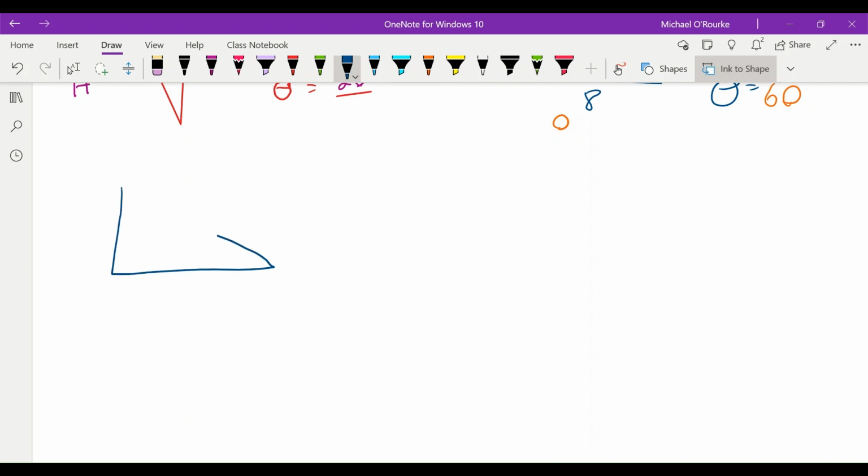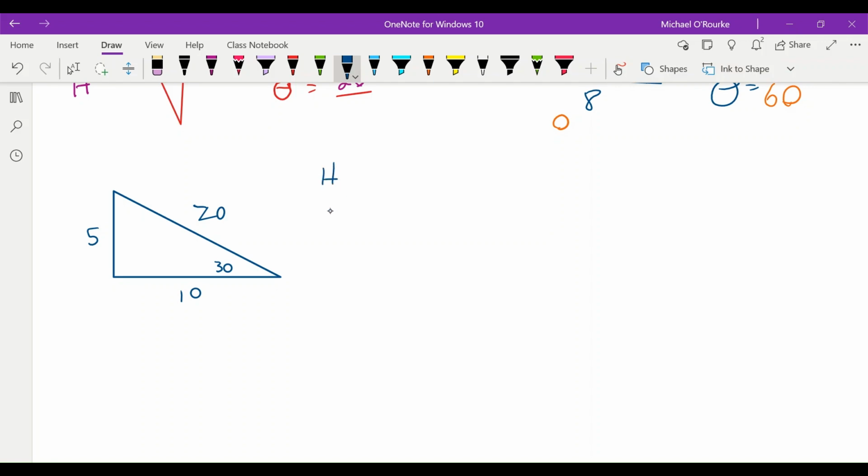Let's go with, it looks like this. 30, 20, 5, and 10. 20. Okay. So H, O, A, theta. Pause the video here, and we'll see if we get the same thing. And feel free to pause whenever you need to.